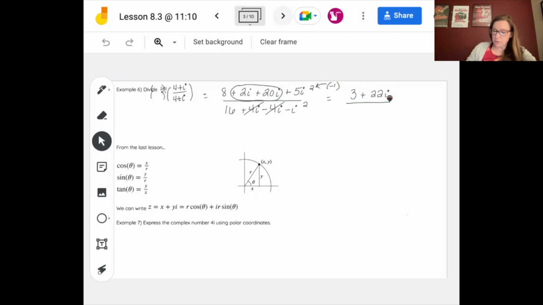In my denominator, though, I'll have subtract i squared. So subtract negative 1. And subtracting negative 1 is obviously the same as adding 1, thus 17. So notice we were able to get rid of the complex number in our denominator, and that was the goal by multiplying by the conjugate.